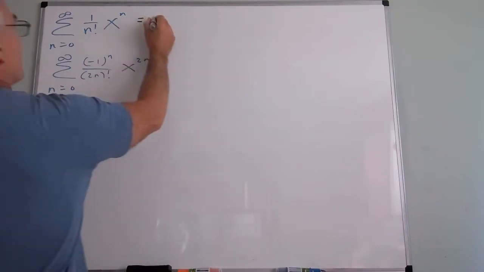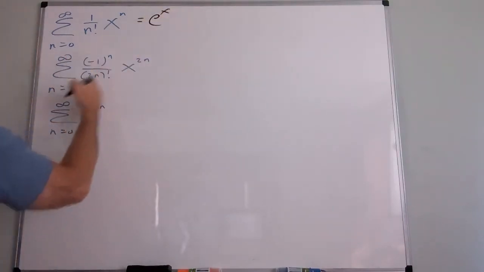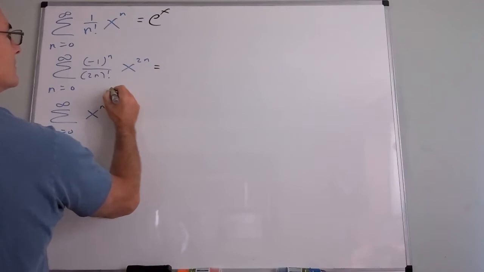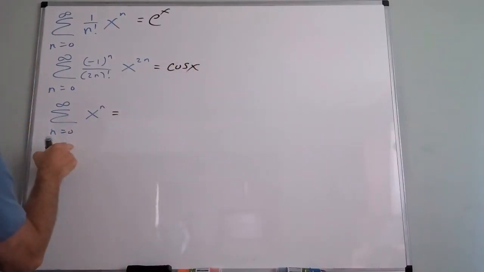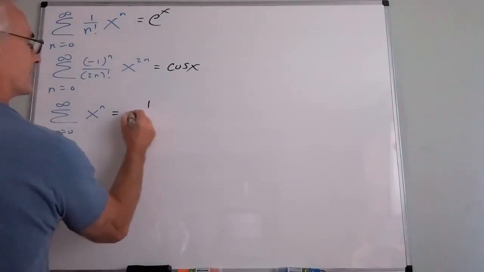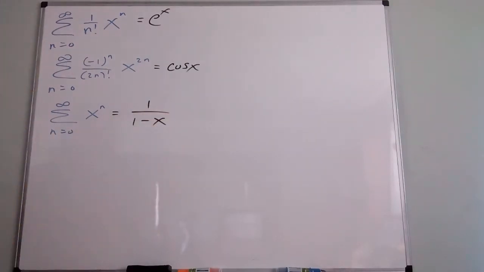E to the x. E to the x. And the second one? Cosine. Yeah. Cool. And the third one, this is the geometric.